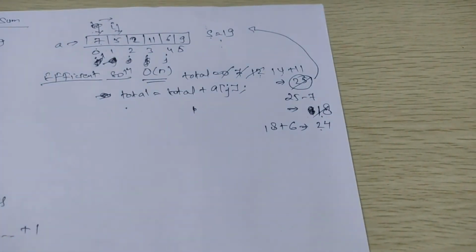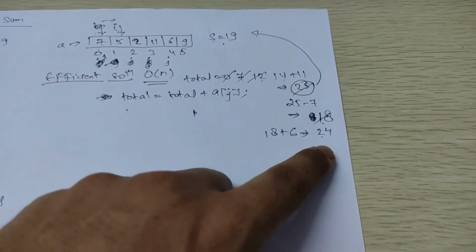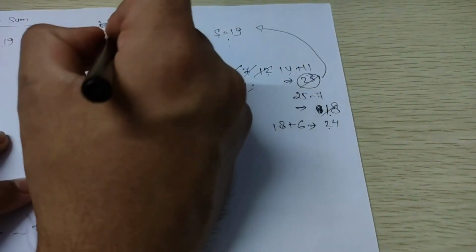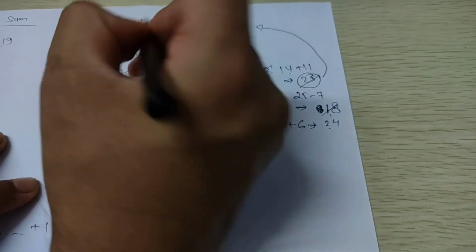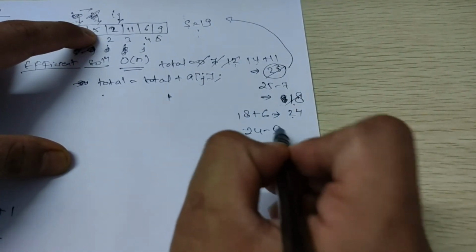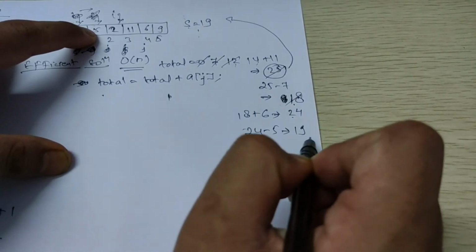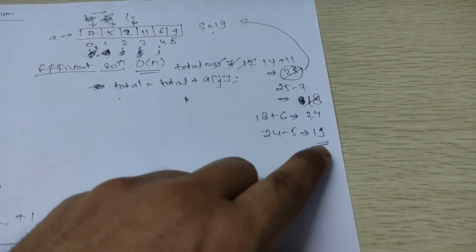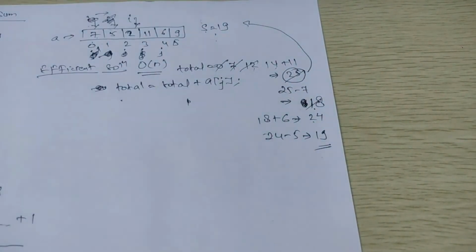So what you have to do, because the given number is smaller than the total, there is no use of adding more values, so you have to decrement. For decrement you again increment the I, so I will come here and you decrement 5 from the 24. So 24 minus 5 will be 19. As soon as you decrement it, you will find that it is equal to the given sum.